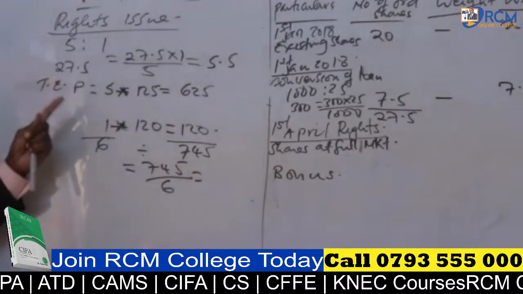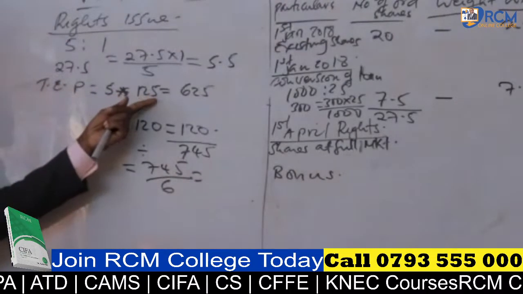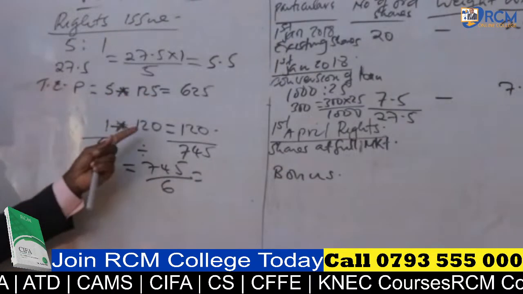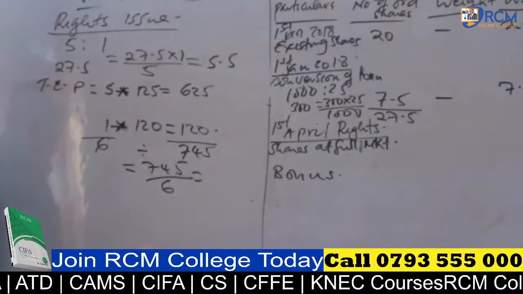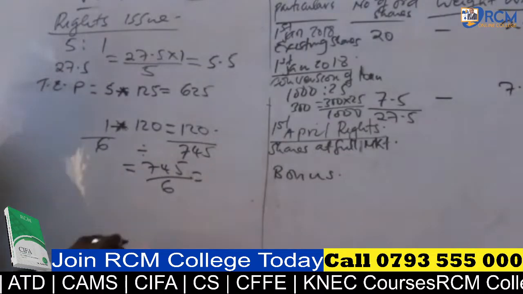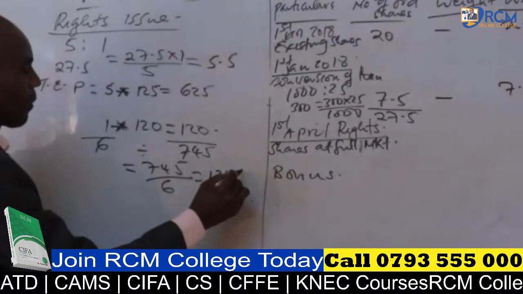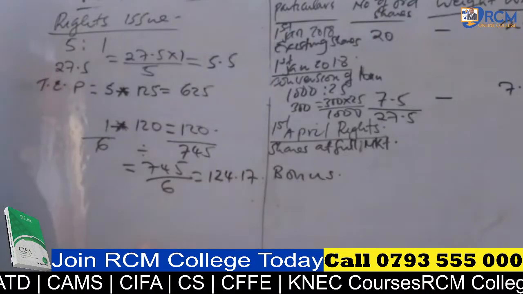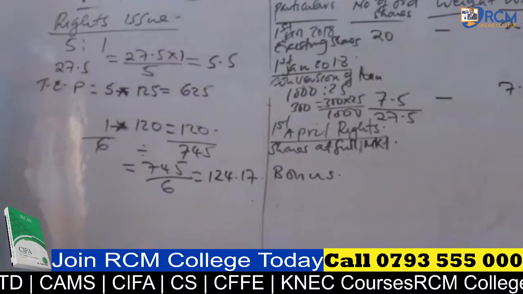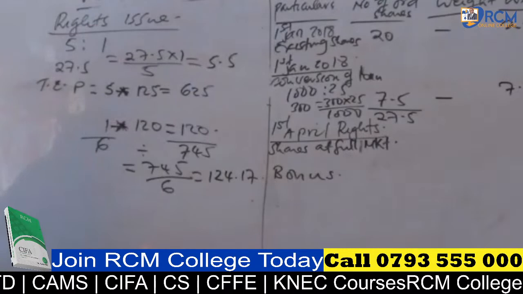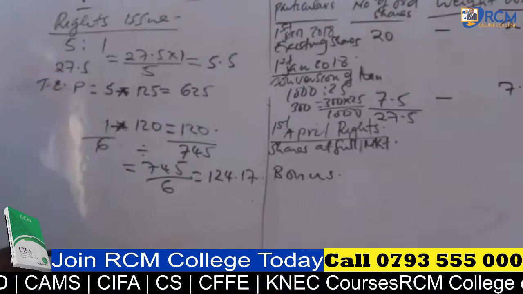For every 5 shares, you get 1. 5 shares go at 125, the market price. 1 share is coming at 120. Then you add and divide, and you get 124.17. That is my theoretical ex-rights price.